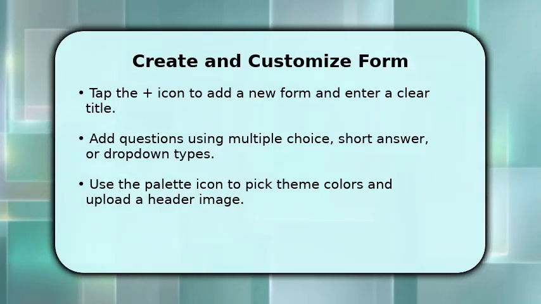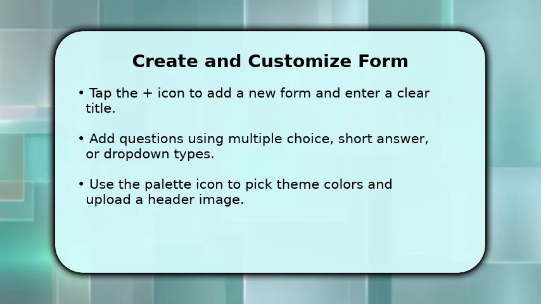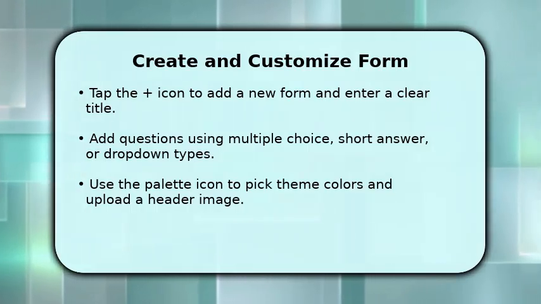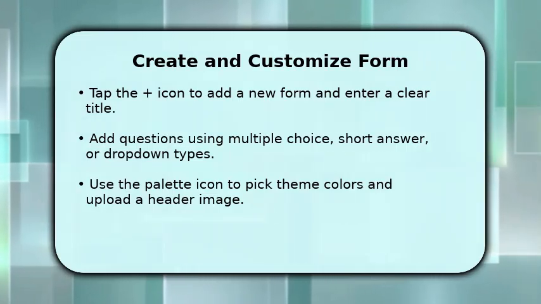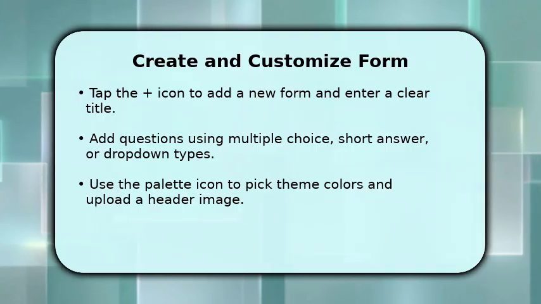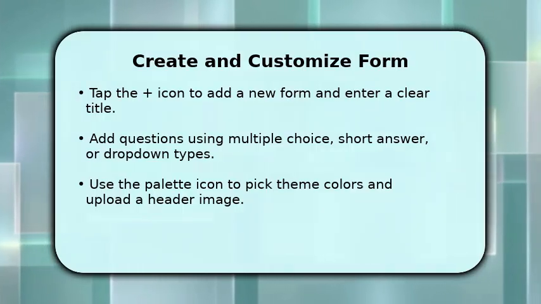Add questions by choosing types like multiple choice, short answer, or drop-down from the menu. For each question, set required toggles and add helper text where needed. Use the palette icon to pick theme colors and upload a header image from your phone.